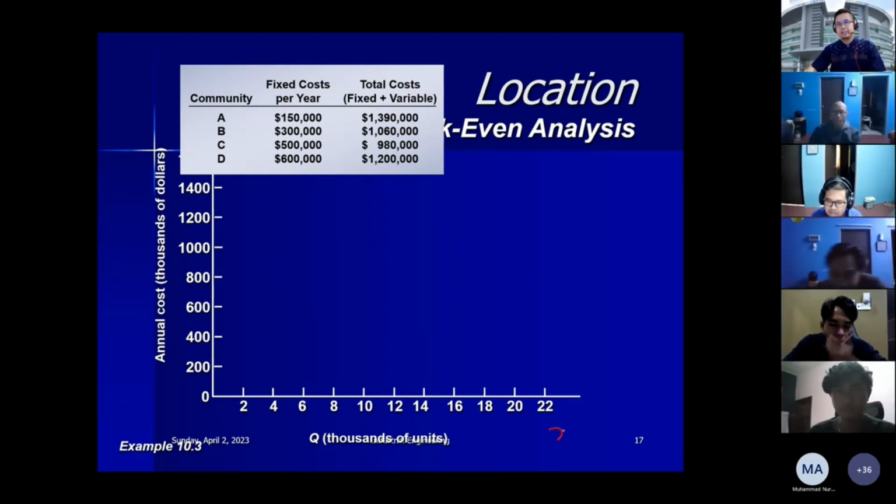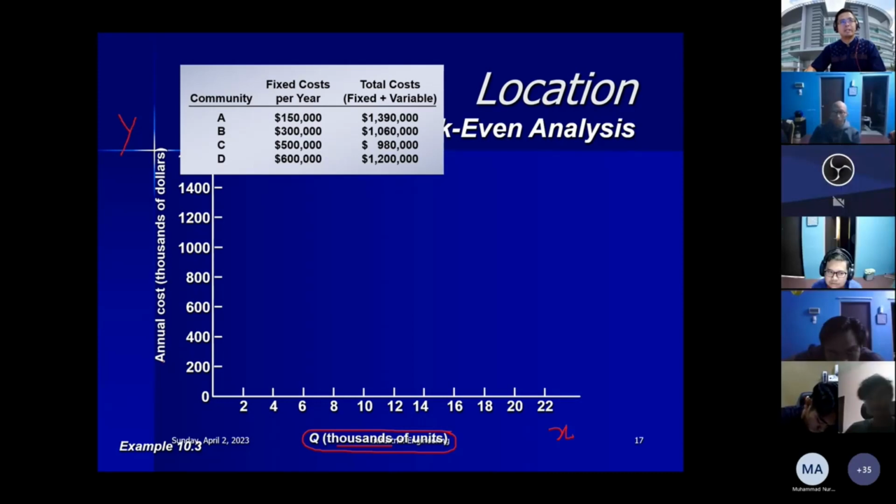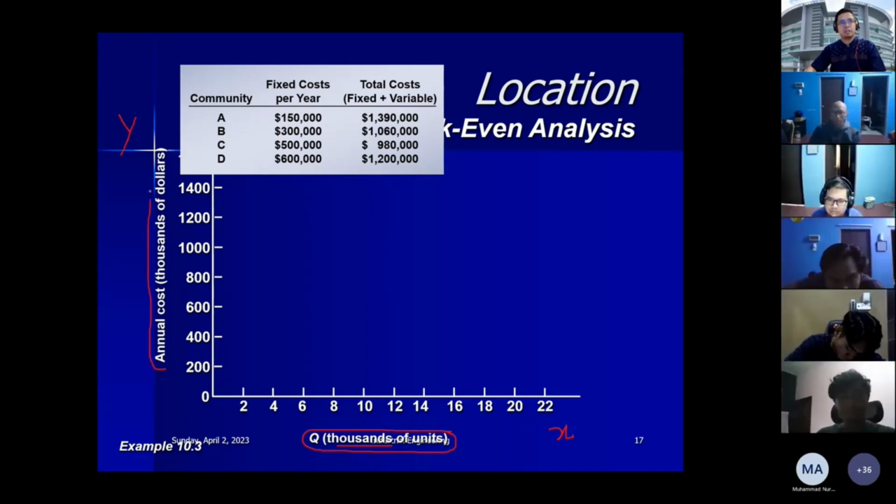On the x-axis, please put Q. Q is in thousands of units. Meanwhile, for the y-axis, please put the annual cost, in thousands of dollars.